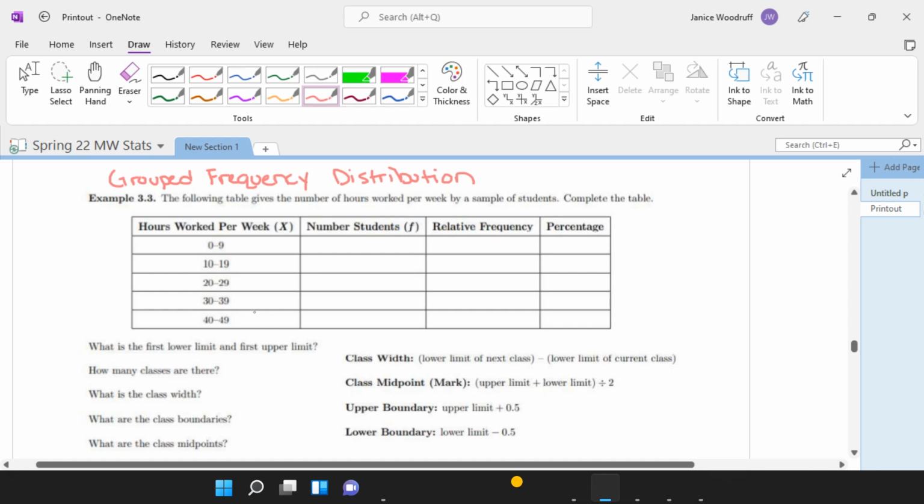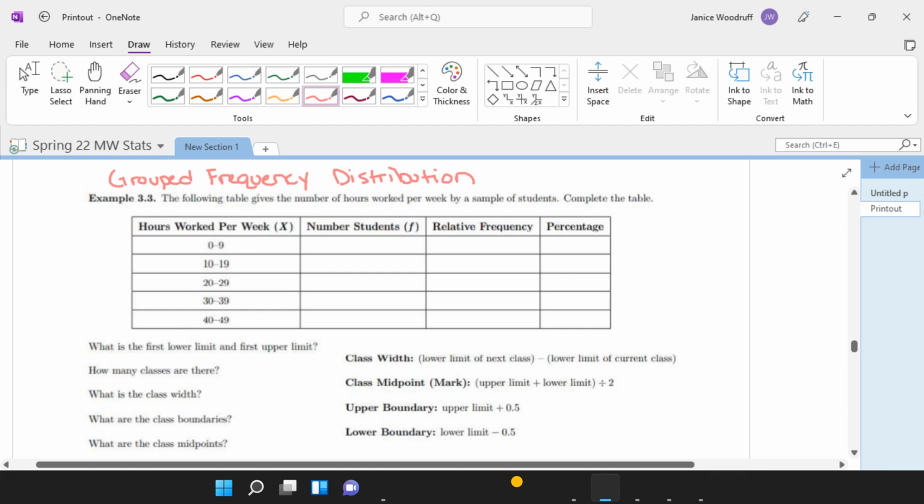Now this is hours worked. So the grouped frequency is going to have more than one number. It's going to be a lower boundary, which we call our lower limit, to an upper limit in this distribution. So the lower limit here would be 0, the upper limit would be 9. You're going to see more than one value in the classes. So let's go ahead and fill out this table.